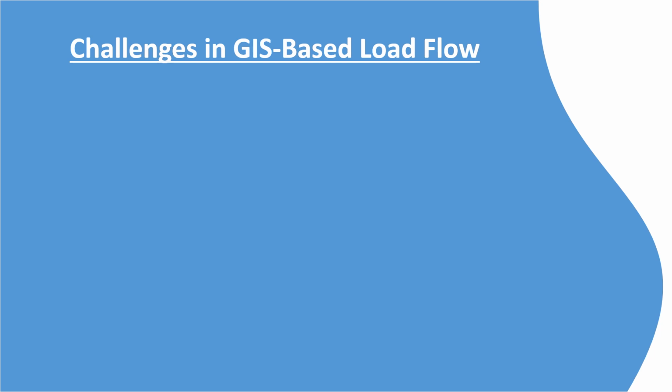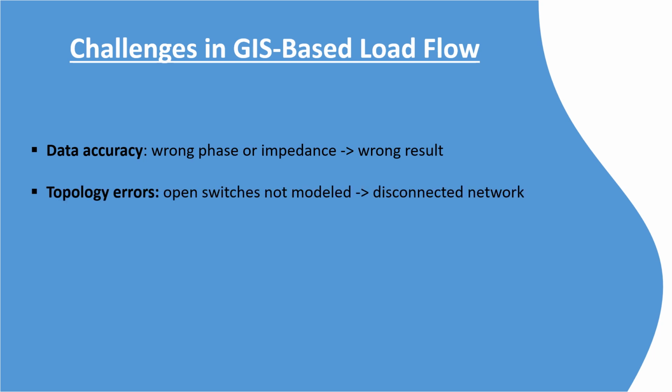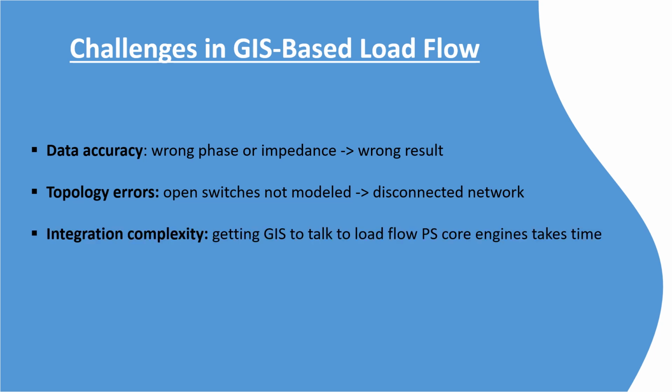Challenges in GIS-based load flow. Data accuracy. If you have the wrong phase or wrong impedance, the results will be wrong. Topological error. Open switches not modeled. That means a disconnected network. It will form islands. So if many islands are there, the load flow won't converge and it won't give the actual results.